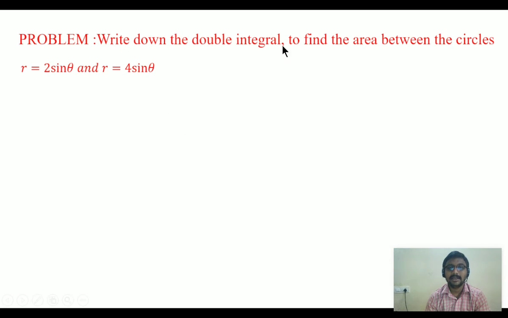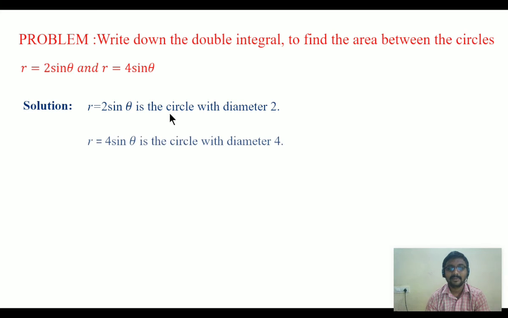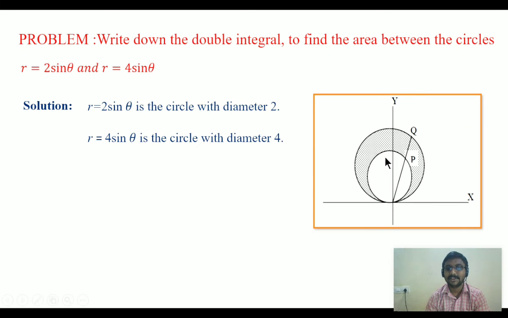Now another problem: write down the double integral to find the area between the circles. Solution: r equal to 2 sin theta is a circle with diameter 2, that is, radius 1 unit. r equal to 4 sin theta is a circle with diameter 4, that means the radius is 2 units. These are the shapes of the curves: r equal to 2 sin theta is circle P, and r equal to 4 sin theta is circle Q, and the dotted area, the shaded area, is the required area. This area we have to find, that is, the area between the circles.